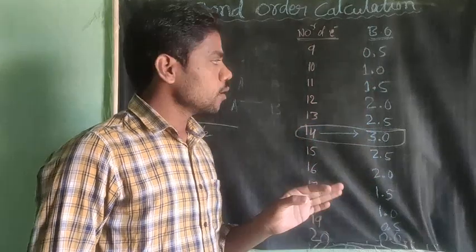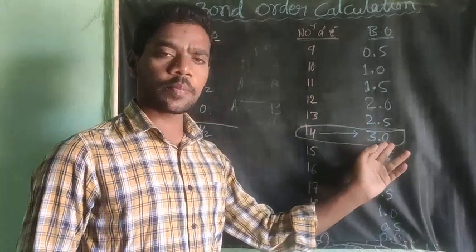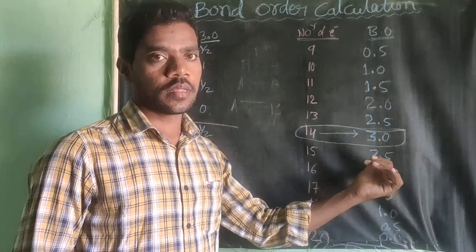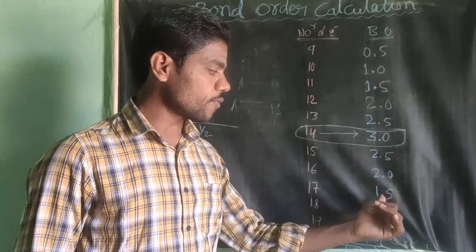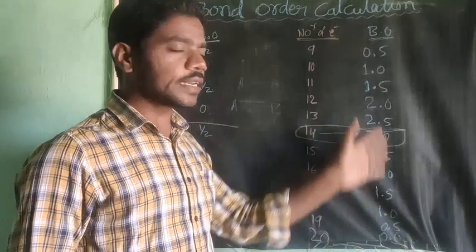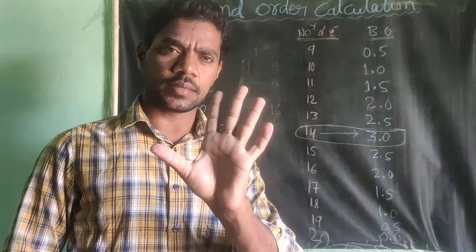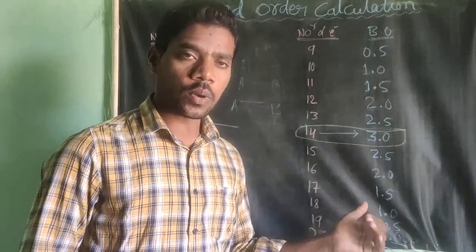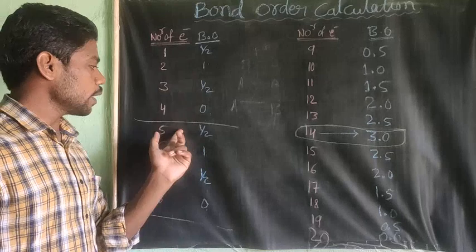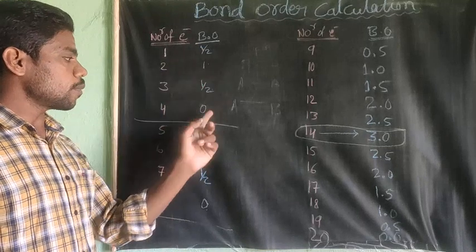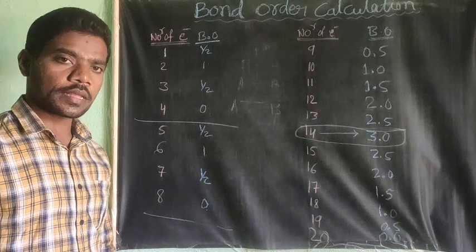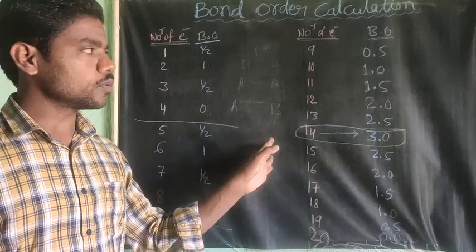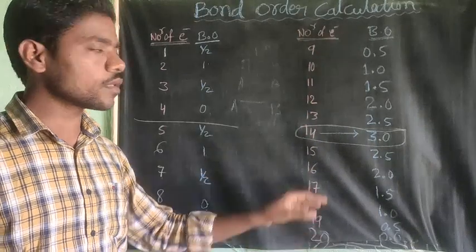Very simple, dear student. The very first, 14, is 3.0, and as you go down, you keep subtracting 0.5: 3, then 2.5, 2.5 then 2, 2 then 1.5, 1, 0.5, 0. Remember this trick. This is the only simple trick. From 9 to 20 it is this, and for 1 to 8, remember half 1, half 0, half 1, half 0. I hope everyone can remember this. Please write it once or twice and you will come to know. Whenever they ask bond order in the examination, write this.